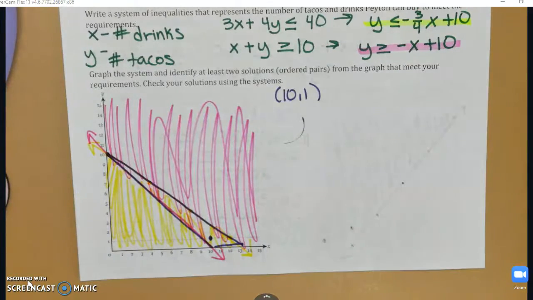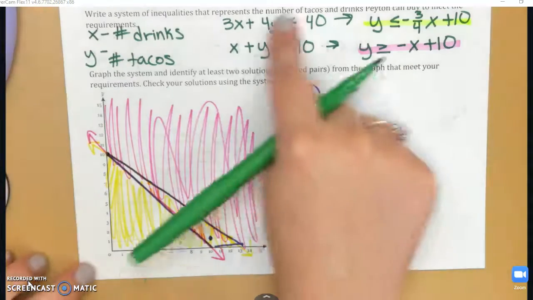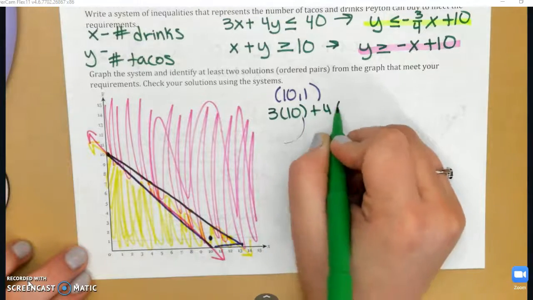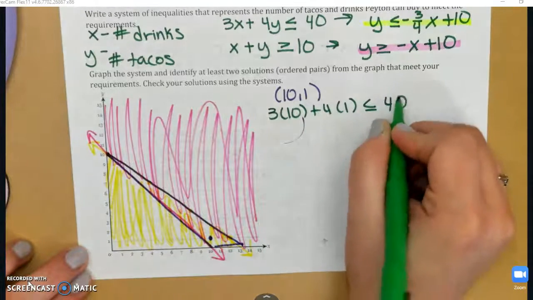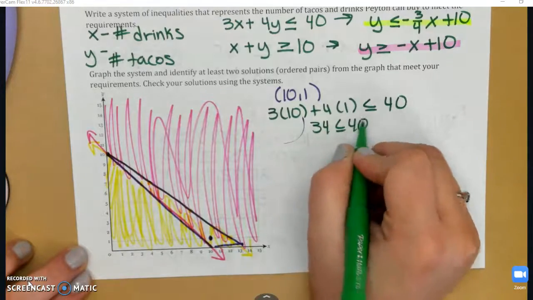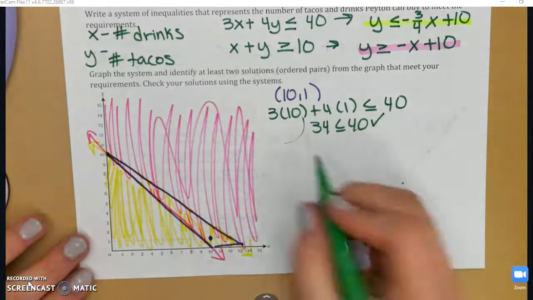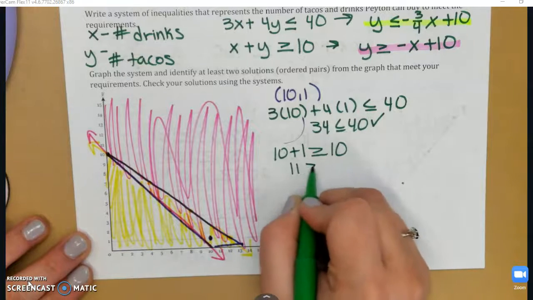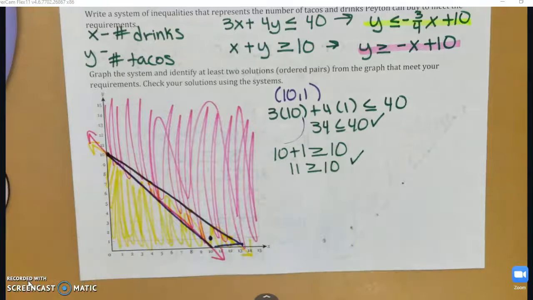I'm going to plug it into both inequalities, and I'm going to do it with my original ones. So 3 times 10 plus 4 times 1 needs to be less than or equal to 40. Well, that's 30, that's 4. 34 is less than 40, so that works. Let's test it with the second inequality. 10 plus 1 is 11. 11 is greater than 10, so that one works.